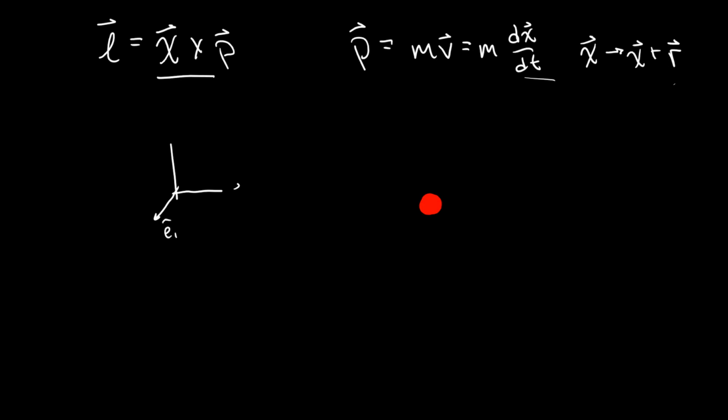E1, E2, E3. This isn't necessarily my origin, this is just defining where my axes lie. And we'll say that this particle is traveling in some circle which might look like this. It has some momentum vector associated with it. But now the question is, where do I put my origin?